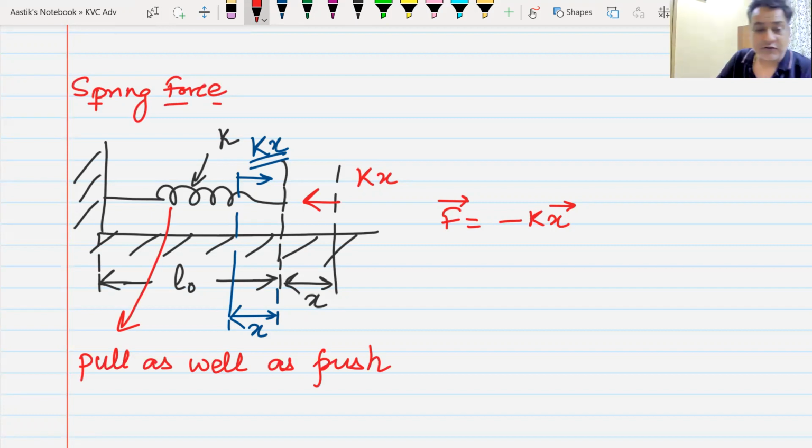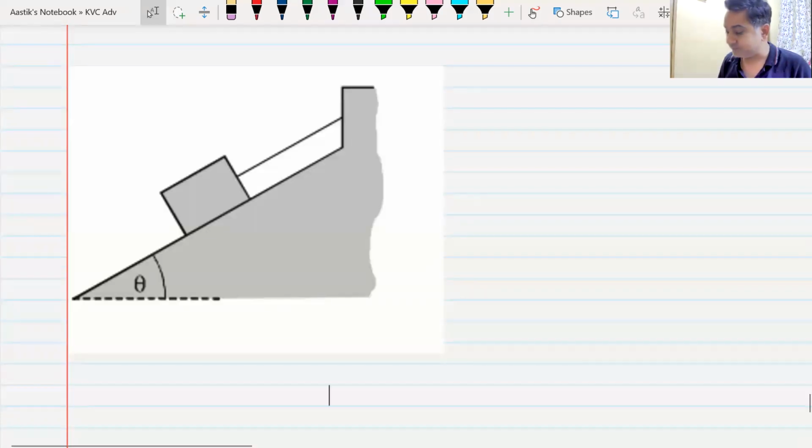So whenever we talk about spring force, we must always think about K into X. Looking at whether the spring is extended or compressed, we can draw it as a push or a pull. Now we get back to the same problem and try to solve it with this being a spring and not a string. Have you solved it? Yes or no?